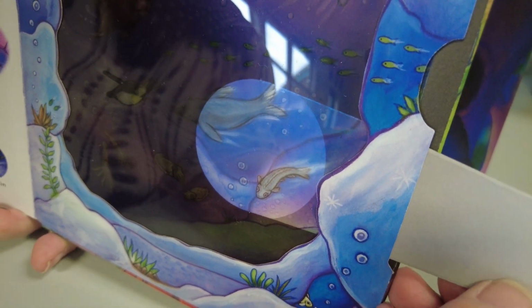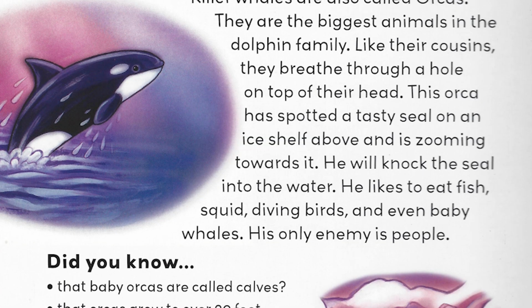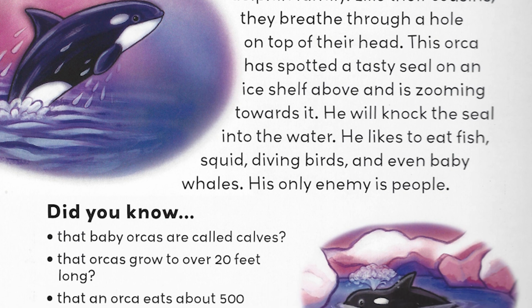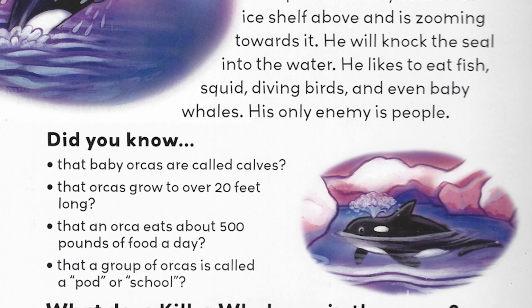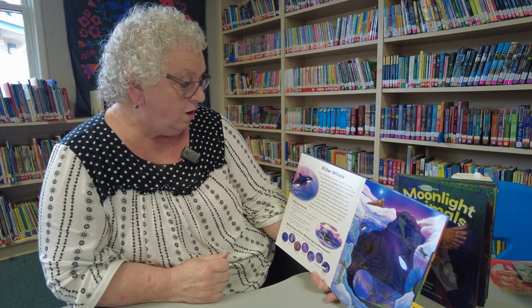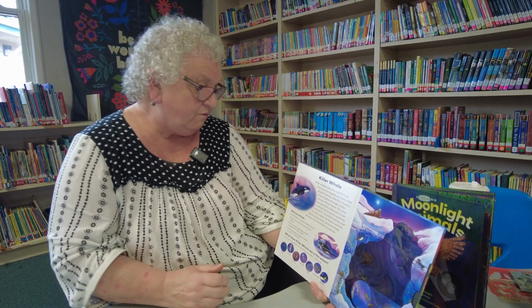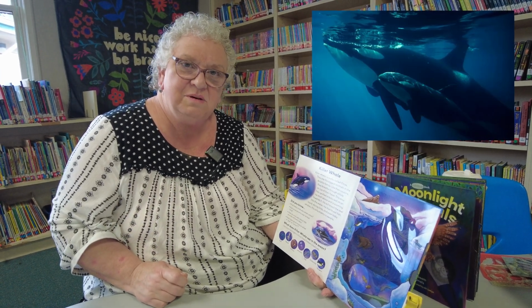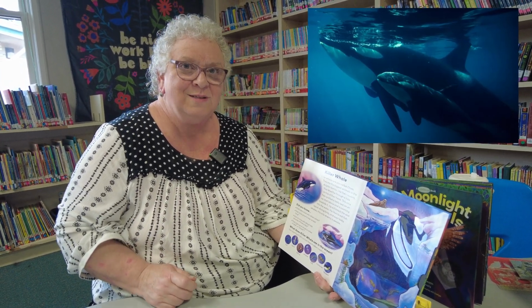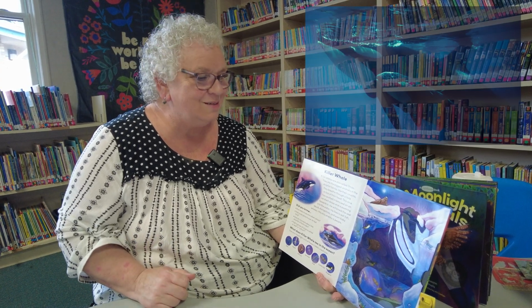All right, let's pick two questions over here. Did you know that baby orcas are also called calves, just like cows? And that an orca can eat about 500 pounds of food a day. That's a lot. Remember the dolphin needed 35 pounds and the orca needs 500 pounds?